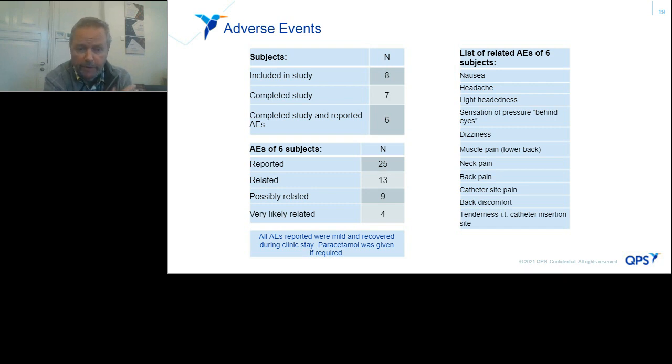For the completed study, reported AEs were only 6, which is the list of related AEs in the table next to the first table, with nausea, headache, lightheadedness, sensation of pressure behind the eyes, dizziness, muscle pain, neck pain and back pain. I come back to that. Catheter side pain, back discomfort and tenderness of the catheter insertion site. All AEs reported were a total of 25, related were 13, possibly related 9, and very likely related 4.